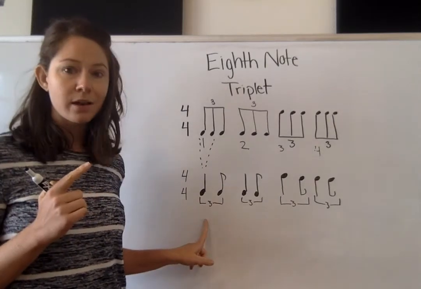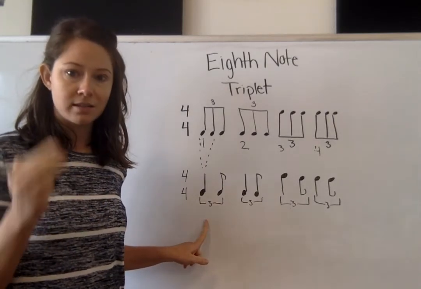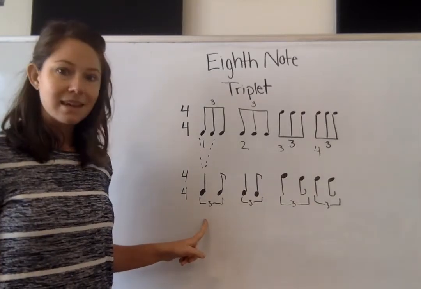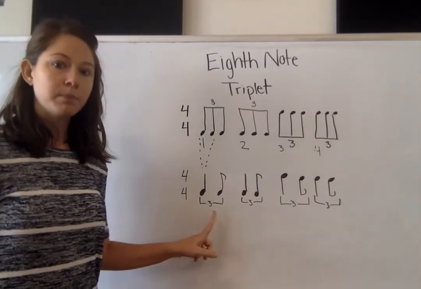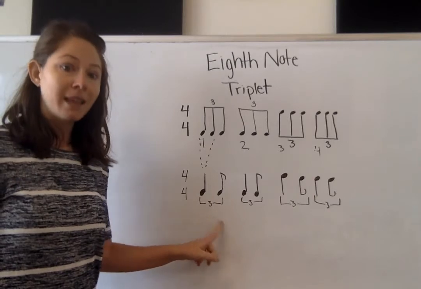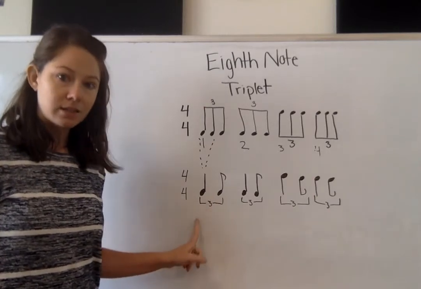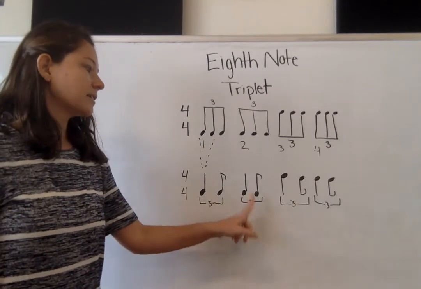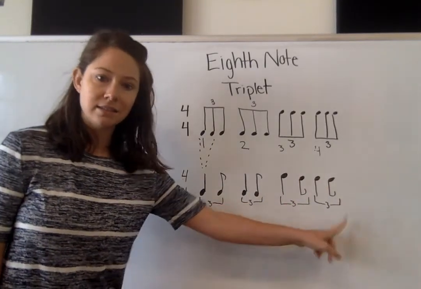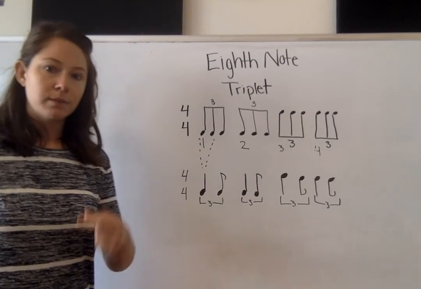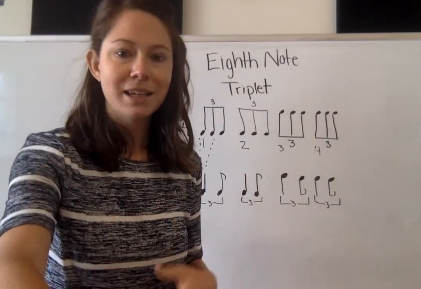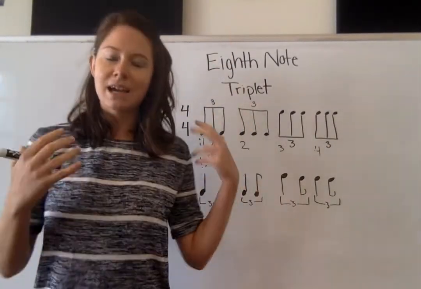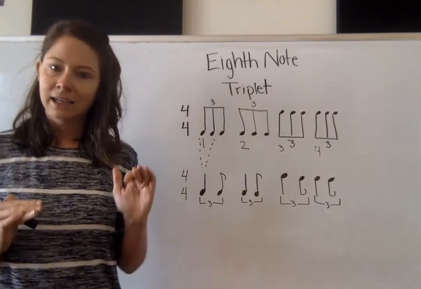Now it's only 2 sounds, so you can't say triplet, because that's 3 sounds, but you can say triplet, triplet, triplet, triplet. Triplet, triplet, triplet, triplet is something that you should be thinking in your head every time you see this on a piece of music.